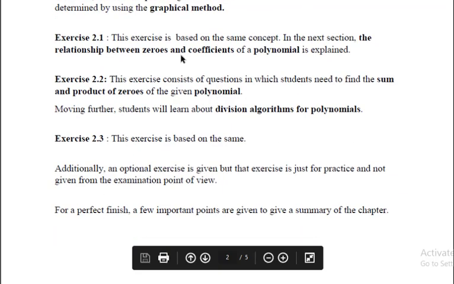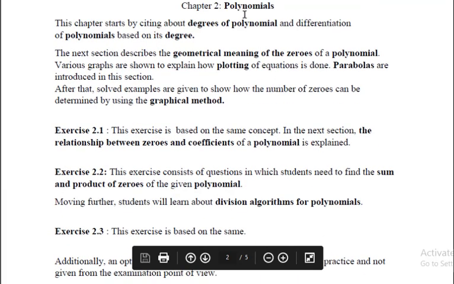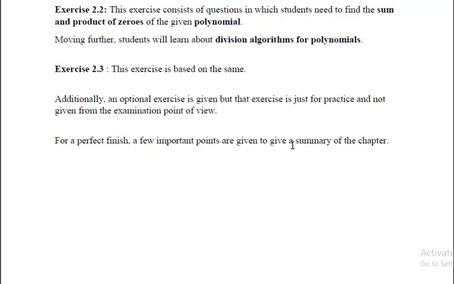And for a perfect finish, for completion of this whole chapter, a few important points are given in the summary of the chapter. So after completion of all these important questions and answers for polynomial equations, if you are done with this whole unit, please go to the summary and try to recollect all the formulas that you have in your mathematics textbook. So this is all about polynomials, chapter 2.